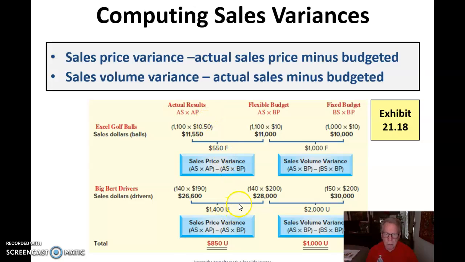Now, the drivers were a little bit different. Here, our actual was less, both from volume and quantity, and our standard was better than that. So we had unfavorable variances both for the sales price variance and the sales volume variance. We add the two of these together and we get a total for both products. We're 850 unfavorable for sales price variance in total and $1,000 unfavorable for sales volume variance in total.